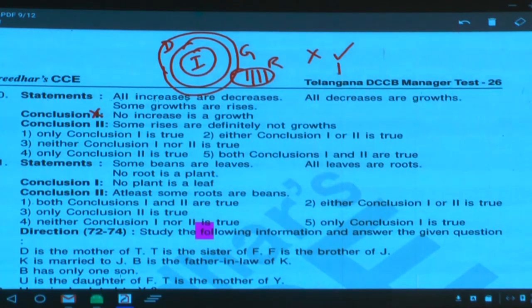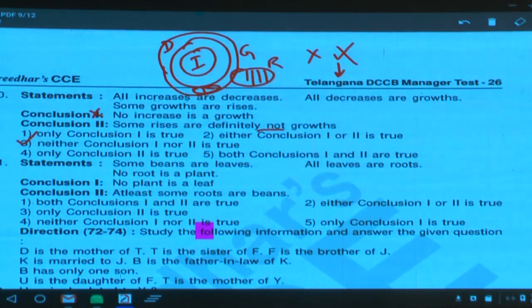And the second one is a negative conclusion. As a negative conclusion is true, in order to check this one, we need to prove its alternate diagram. What is the complementary pair? Some rises are not growth means now we need to prove all rises are growth. Tell me whether we can draw rises like this or not. As all the statements are affirmative, a negative conclusion cannot be drawn. That means we can draw rises like this. If rises are like this, some rises are definitely not growth will be false because all rises are growth. Alternate diagram proven, previous conclusion will be false. Then what is your answer here? Neither one nor two, that is given in choice 3.